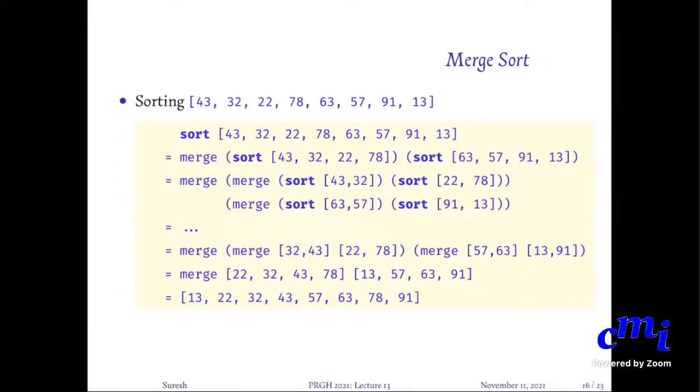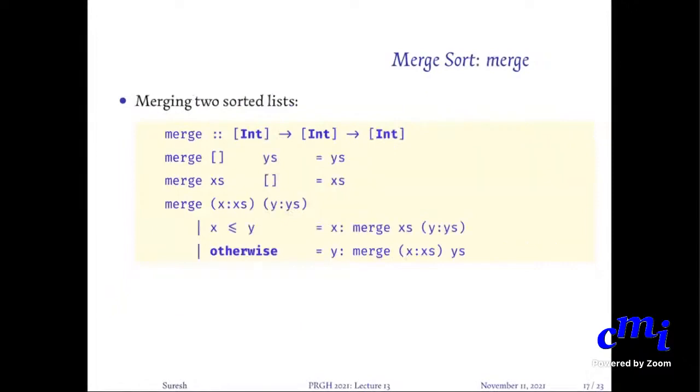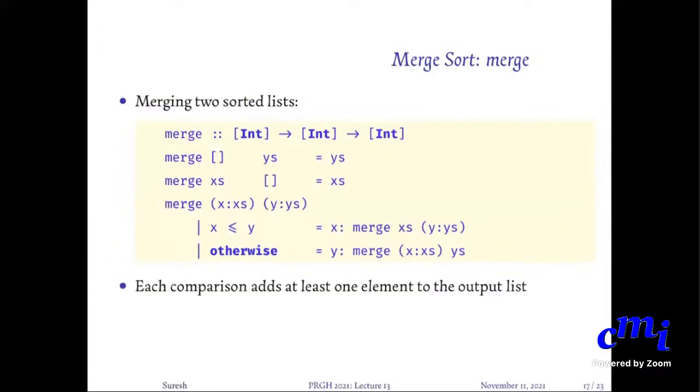Okay, great. The merge algorithm is this, which we already saw, and each comparison adds at least one element to the output list, because it adds at least either X or Y, and when you hit one of the lists being the empty list, it adds a whole host of elements to the output list. Therefore the number of steps needed is order n, because the sum of the lengths of the original two lists was n.